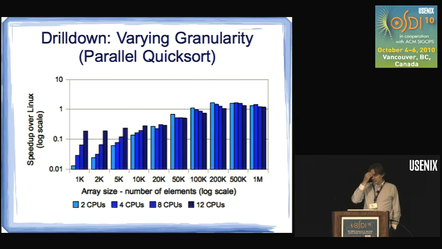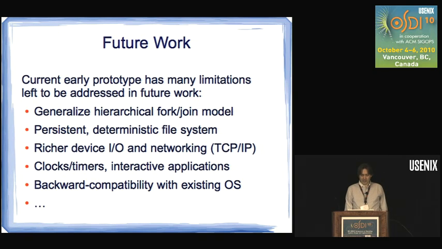But to drill down into just one of these benchmarks to get a better picture of how the granularity of parallelism affects performance, you can see that parallel quicksort, for example, with different array sizes to adjust the granularity: with small arrays involving frequent synchronization, we get a pretty deep slowdown, but at some point the granularity gets to be sufficient so that performance is again comparable with Linux.